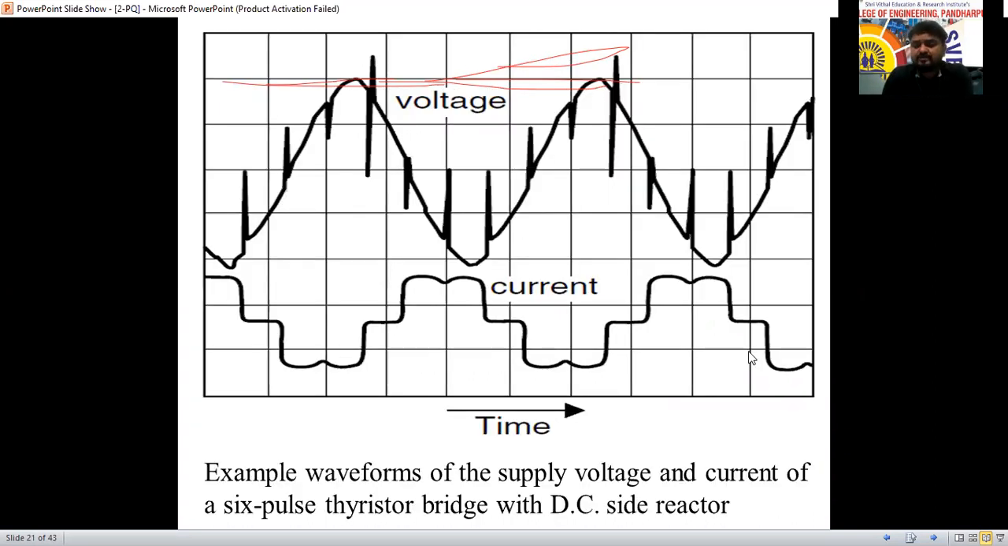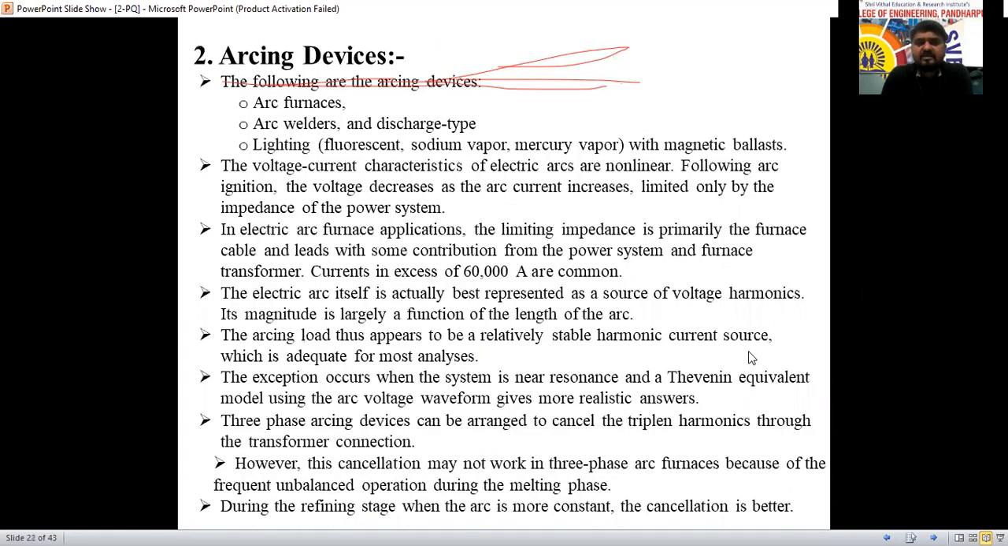Next we'll go for the arcing devices here. What is the arcing device going to do? Suppose we are doing a welding machine event. It is going to produce the arc. Whenever you touch the metal part, suddenly the fire will start and it is going to join, or some liquid it is going to burn over there. How to burn that one? Very high current is required. We are going to pass very high currents to produce the arc. Currents in excess of 60 kiloamperes, 60,000 amperes, are common here.